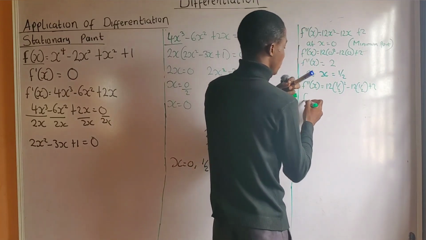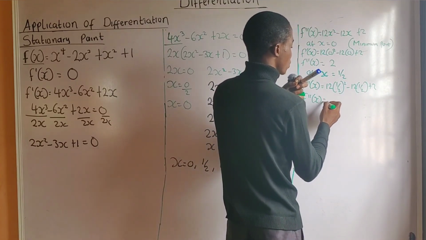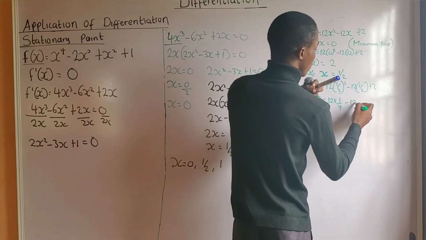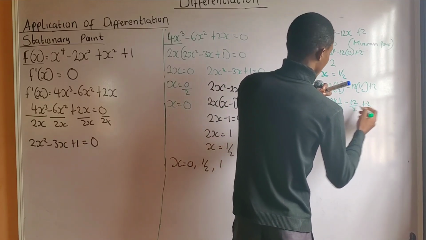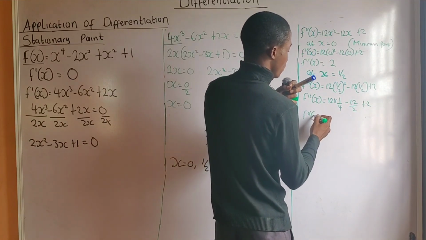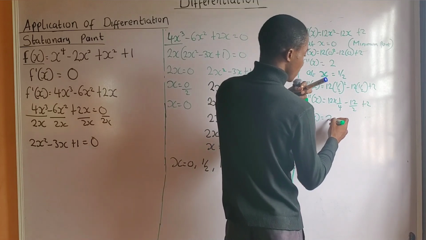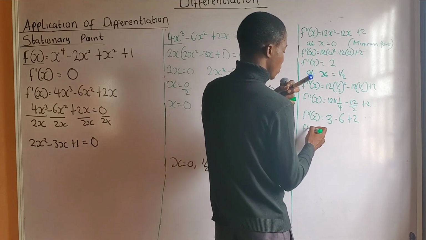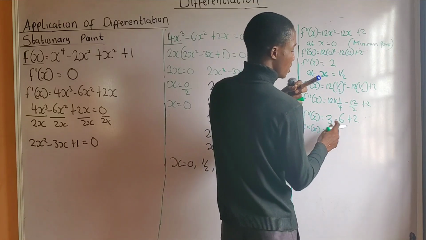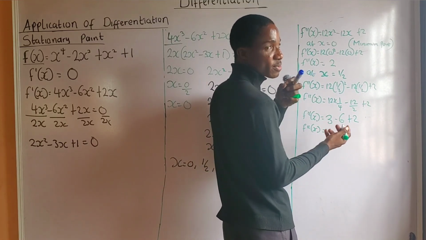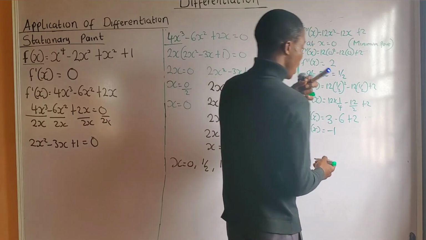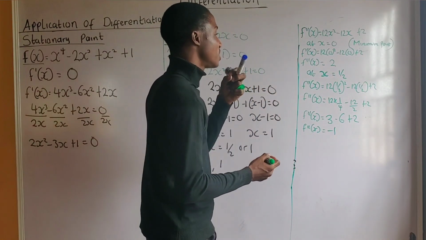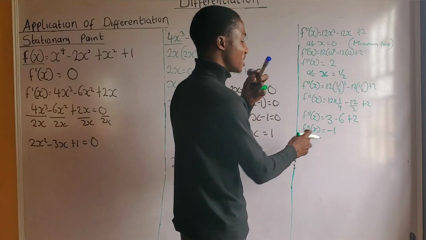Okay, let's go. The second derivative of f of x will be equal to 12 multiplied by 1 over 4 minus 12 all over 2 plus 2. The second derivative of f of x will be 3 minus 6 plus 2, right? So 3 plus 2 is what? 5. Minus 6 plus 5, that is what? Minus 1.